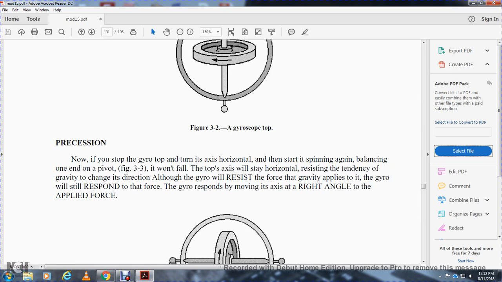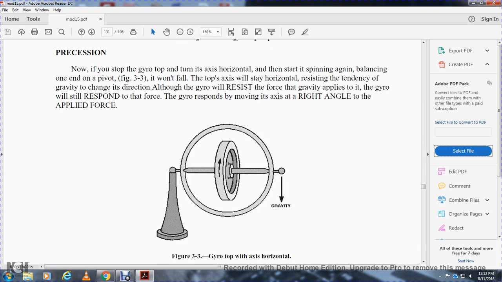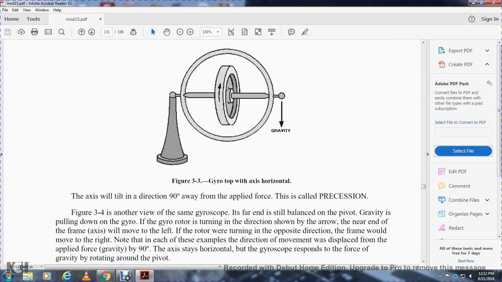Precession. Now if you turn the gyro top with the axis horizontal and start it spinning, with one end on a pivot, the spinning top's axis stays horizontal, resisting the tendency of gravity to change its direction. Although the gyro resists this force of gravity applied to it, the gyro responds to the force by moving its axis at a right angle to the applied force. This shows the effect of gravity on the gyro top with the axis horizontal.